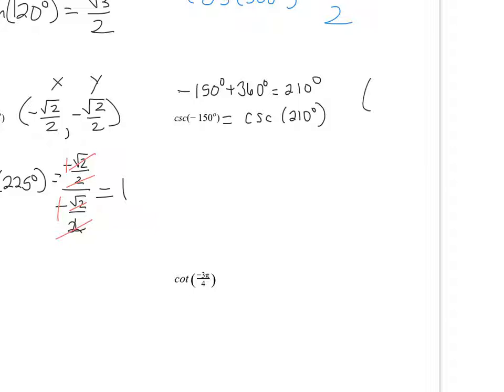So the point for 210 is negative square root of 3 over 2, negative 1/2. Now cosecant is not one we find directly on here, but we know cosecant is the flip of sine. And there's my sine value. So basically I'm going to flip negative 1/2. So the cosecant of negative 150, or 210 for that matter, is going to be negative 2, because I flip negative half and I get negative 2.